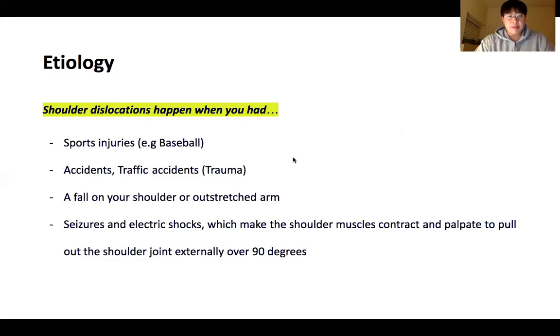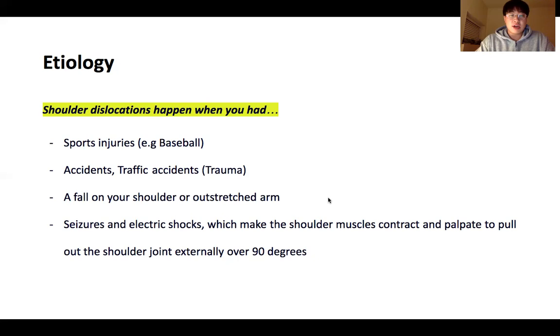Why does shoulder dislocation happen, and what types of activities or events cause it? It happens with sports injuries, such as to baseball players, basketball players, or swimmers who use their shoulders a lot. It can happen in car accidents or traffic accidents, which are traumatic. If you have whiplash, your shoulder goes forward and backward, and that can cause dislocation. Also a fall on your shoulder or outstretched arm: if you fall, your shoulder hits first and then goes backward. That can cause shoulder dislocation as well.